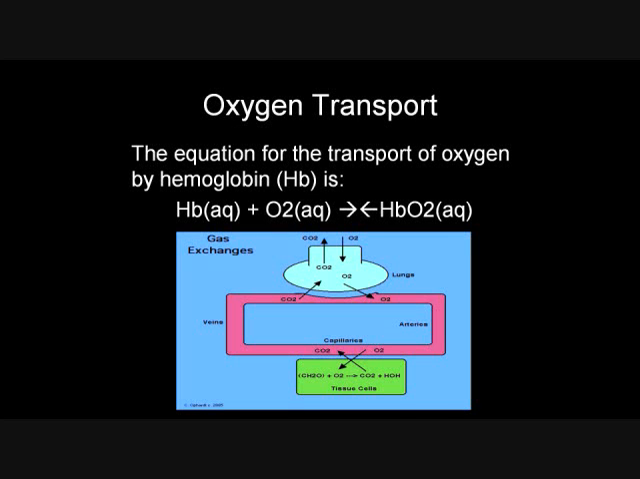So in oxygen transport, the equation of oxygen by hemoglobin can be seen here. In the lungs, where there is a high concentration of oxygen, the equilibrium position shifts to the right, resulting in oxyhemoglobin. And the oxyhemoglobin is transported around the body by blood, and as it reaches the tissues, the concentration of oxygen is lower there, therefore the equilibrium shifts to the left, and oxygen is released and absorbed by the cells.